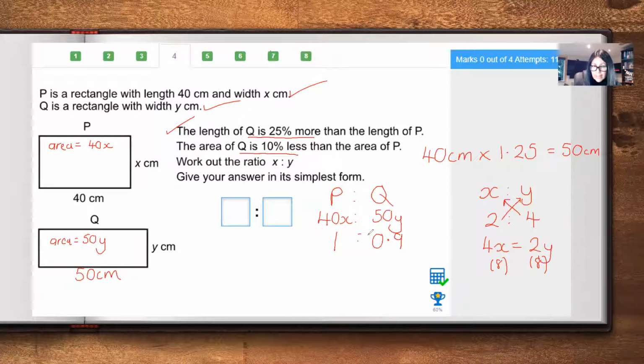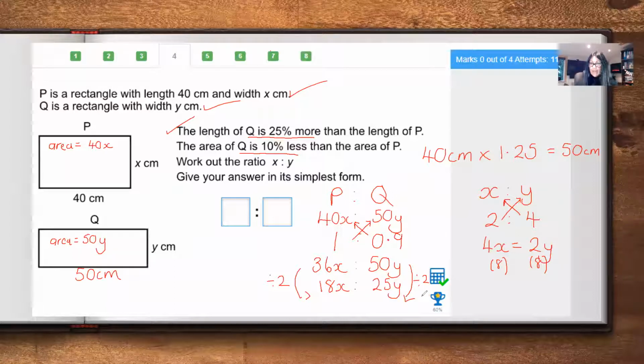So we're going to do exactly the same here. We're going to cross multiply to link these two ratios together. So 40 times 0.9 on your calculator is 36. So that gives me 36x. 1 times 50, I think I can do that in my head, is 50y. Let's see if we can simplify that. They're both even numbers, so we can divide both sides by 2. So that's 18x and 25y.